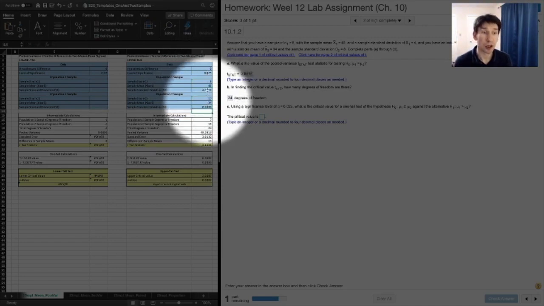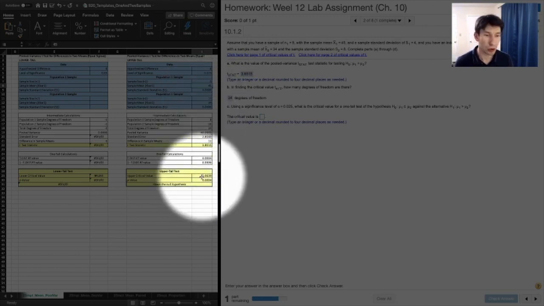I put in all of the values. Sorry, I got this one wrong. That's 9, 45, 4, 17, 34, and 8. Critical value is right here with 4 decimal places.